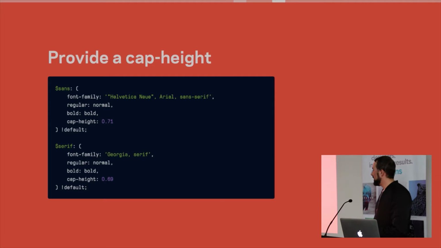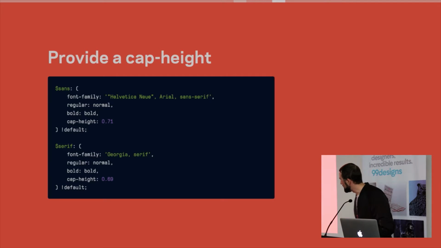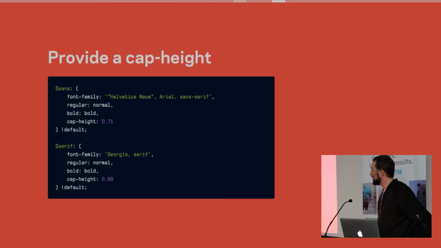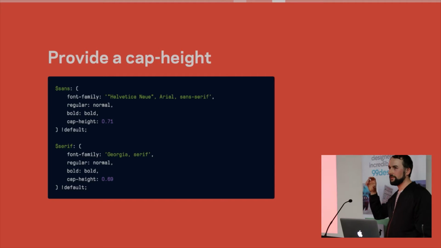Similarly to Sassline, you need to provide a little bit of a config about each of the fonts that you're using. So here we've got a sans and a serif. They're font stacks, and then some information about the font weights that are in use, and then there's the cap height. The cap height is basically a decimal of how much space a font takes up if your line height is set to 1, I believe.